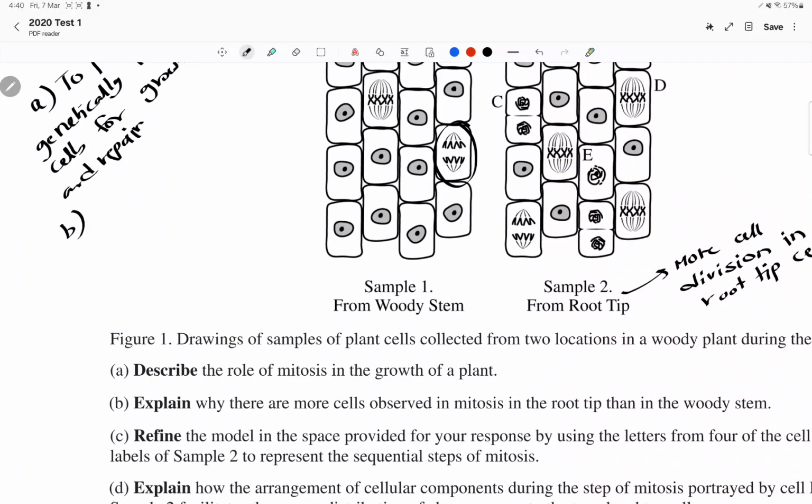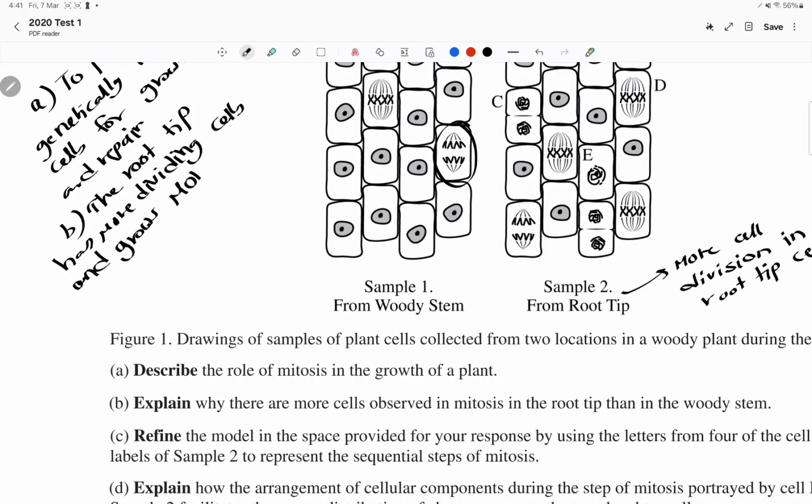Okay, take it out. Explain why there are more cells observed in mitosis in root tip than woody stem. Because that's where the division takes place. The root tip exactly has more dividing cells. Wow. See? It's not that bad. Very good. The question says, why would you have more mitosis in the root tip than the woody stem? Because the root tip has more dividing cells and is growing more. More mitosis means more growth.